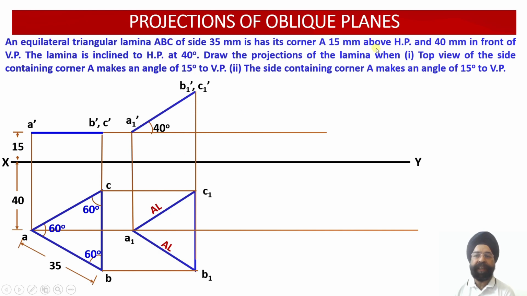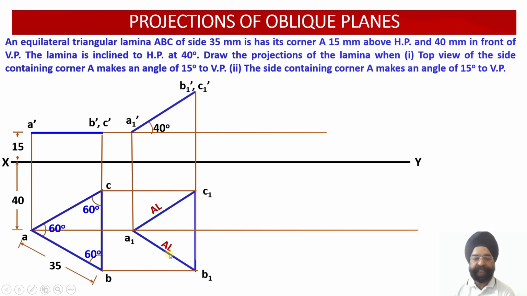Now we have been provided with this information that the top view of the side containing corner A makes an angle of 15 degree with respect to the vertical plane. It means that since we are talking about top view of the side containing corner A, we are talking about the apparent length of the edge of the triangle which is containing corner A. So both of these edges contain corner A. So it is your sweet will.